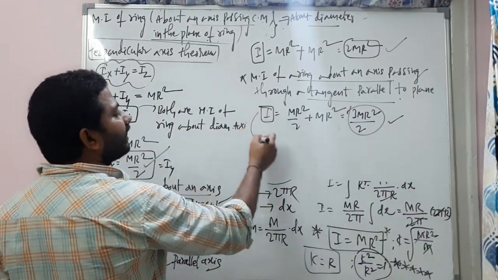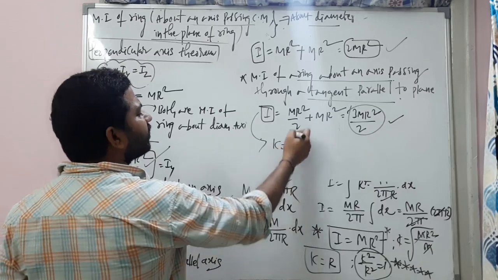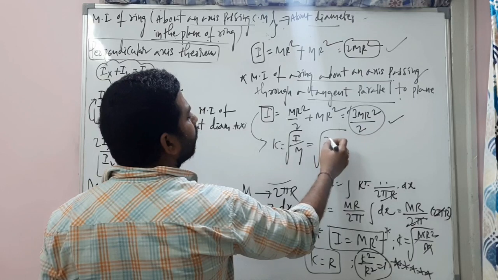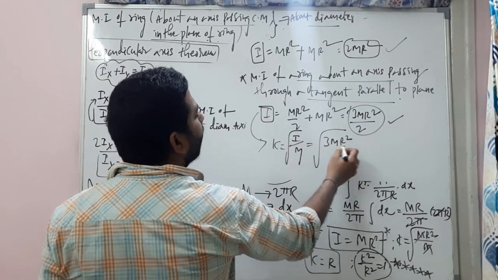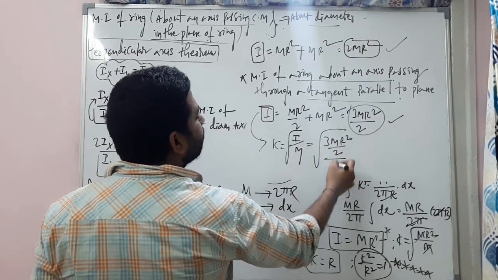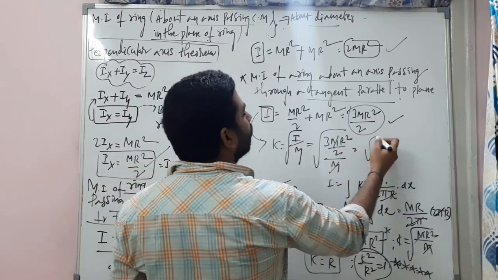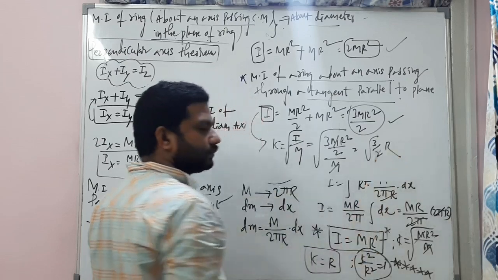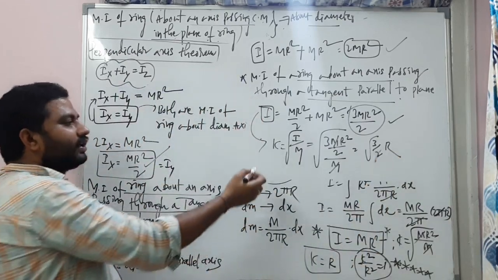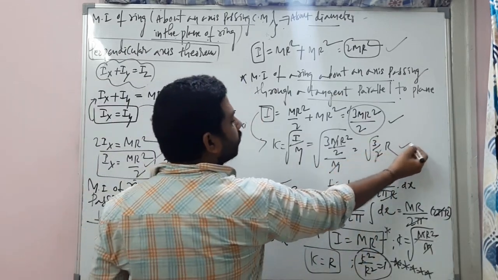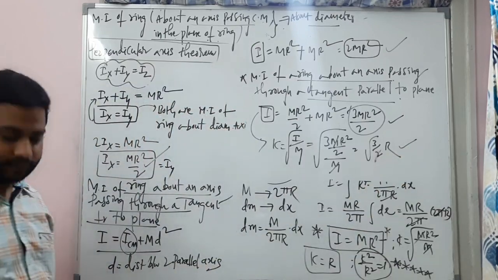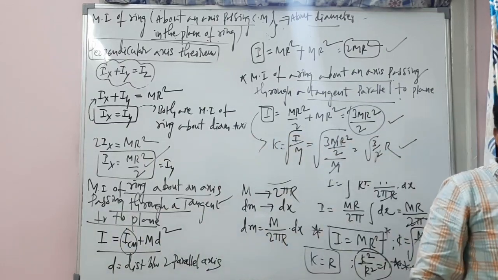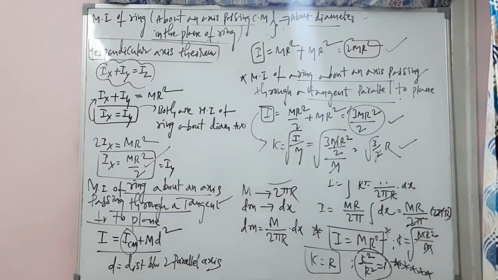Once again, for your better understanding, radius of gyration is equal to root I by m. In case I am finding 3 mr square by 2 divided by m, M cancels, so root 3 by 2 into r. Okay, what is that? K is equal to root 3 by 2 into r. That's the radius of gyration, right? So ee tara we will be learning for different objects.